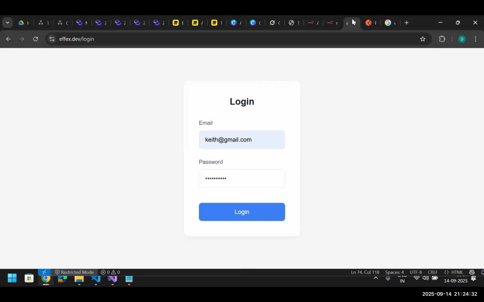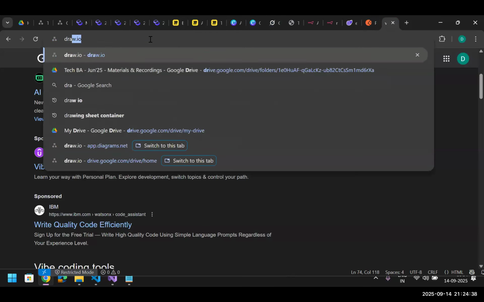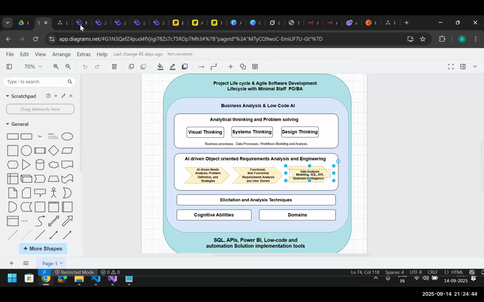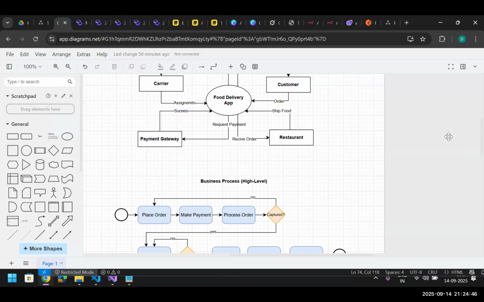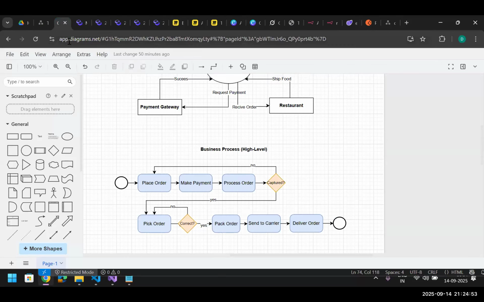Do you know modeling techniques? Yes. What are the tools I can use? Again, draw.io. It is accessible to everybody. This is the tool I've used, how I documented here just now. Here it is, app.diagrams, this is draw.io.